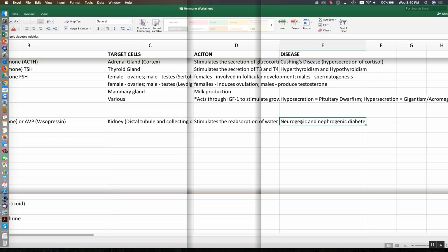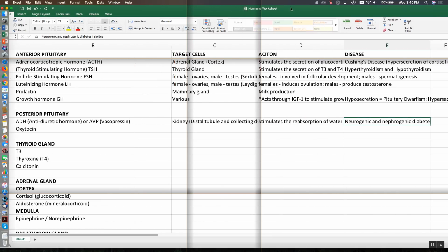Neurogenic means that the problem is in the brain, the hypothalamus. Neuro meaning brain, genic meaning origin. So head injury would do it. I would even say long-term chronic alcoholism, because remember, alcohol inhibits vasopressin release. Nephrogenic diabetes is a problem with the receptors for vasopressin. So it's at the kidney. Nephro means kidney. Okay, good job.